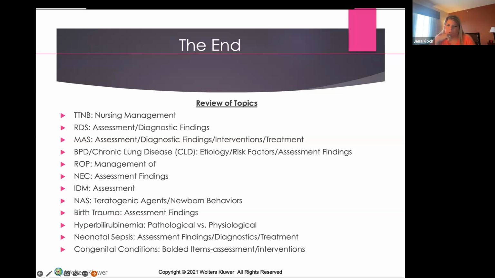Okay, so when you're reviewing this chapter, I've listed some topics here to make sure that you go back and review. When you get to hyperbilirubinemia, make sure you have a clear distinction and understanding of pathological versus physiological. And for the congenital conditions, anything bolded on the slides, make sure you go back and read the assessment and interventions for those. Are there any questions?